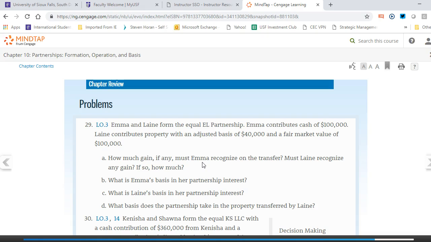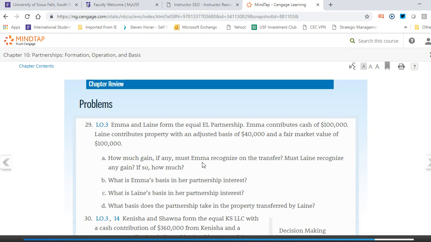Letter C, what is Lane's basis in her partnership interest? Lane will take a $40,000 basis in the partnership interest, which is the basis of the property contributed. Okay, so it had a fair market value of 100, but the basis is what counts here, which is 40. So B 100, C 40.